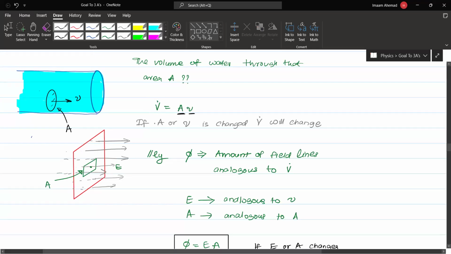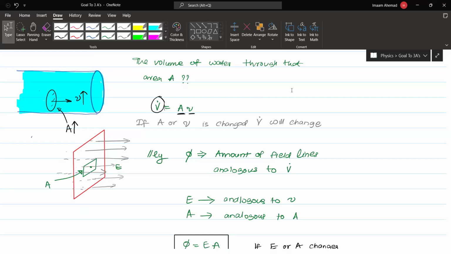Now, what if I change the area? What if I increase the area, or I increase the velocity? What will happen to the volume flux?